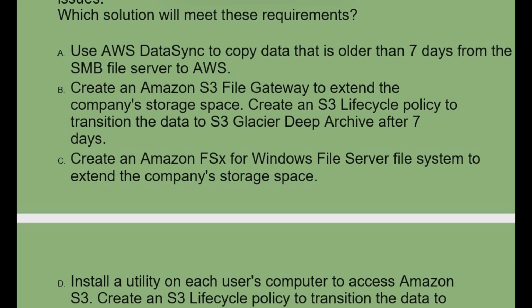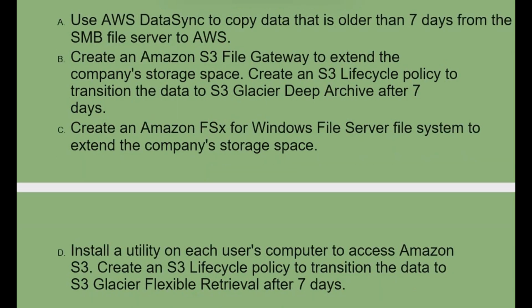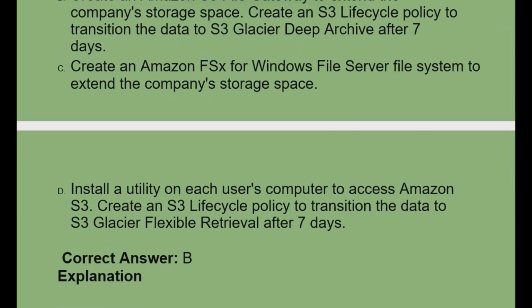Option C. Create an Amazon FSx for Windows File Server file system to extend the company's storage space. Option D. Install a utility on each user's computer to access Amazon S3. Create an S3 lifecycle policy to transition the data to S3 Glacier Flexible Retrieval after 7 days. Correct answer is option B.